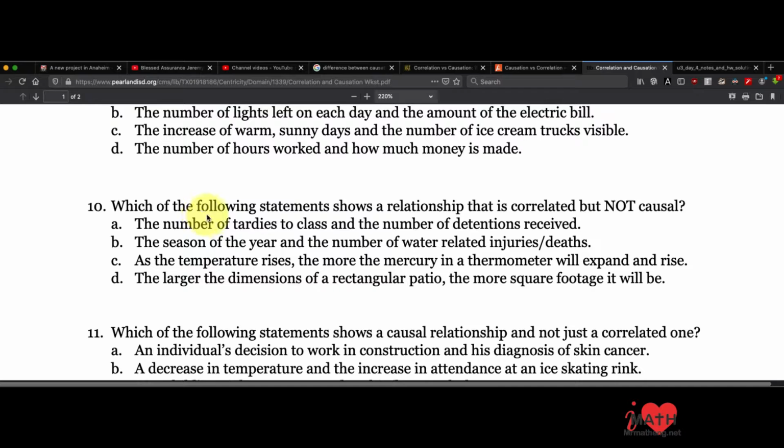Question number 10. Which of the following statements shows a relationship that is correlated but not causal? Okay, so we're looking for things that are correlated, but you can just really look for there should be one that's correlated, but three of them that are causes. A, the number of tardies to class and the number of detentions received. In my class, if you're late to class, tardy, then you will get a detention. That is causal, that is not a correlation.